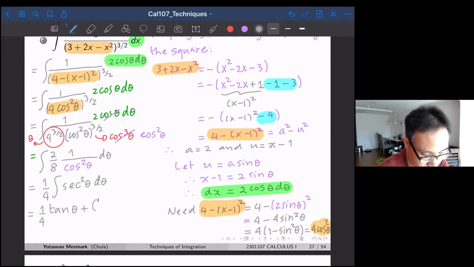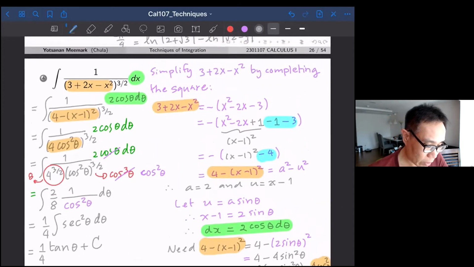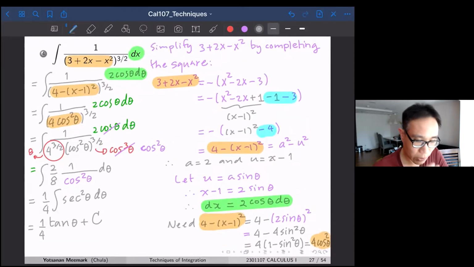plus c. Okay, so integrate tan is secant. Oh, sorry, integrate secant square is tan. Okay, so you have tan theta. And you're gonna just draw a triangle. Okay, so you see x minus 1 equal to 2 sine theta.